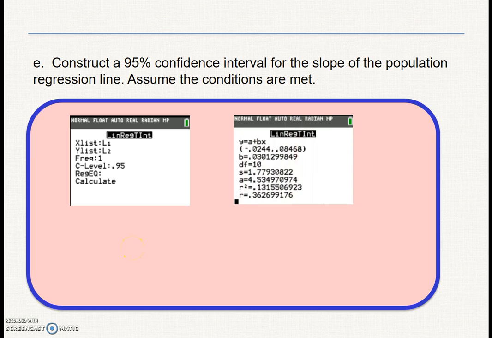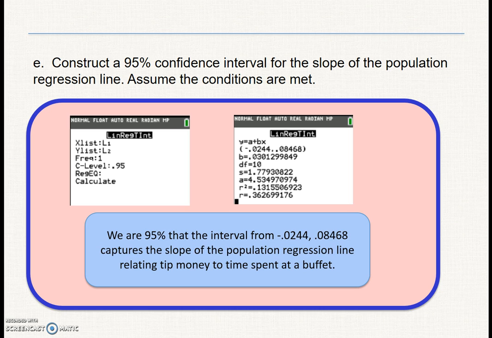Here's our data here. Again, it tells us our degrees of freedom, and it gives us that interval that we can interpret. We are 95% confident that the interval from negative 0.0244 to 0.08468 captures the slope of the population regression line relating money to time spent at a buffet.